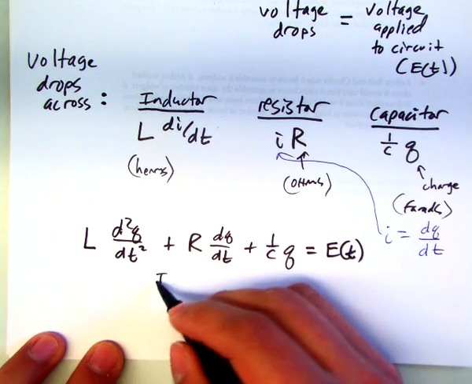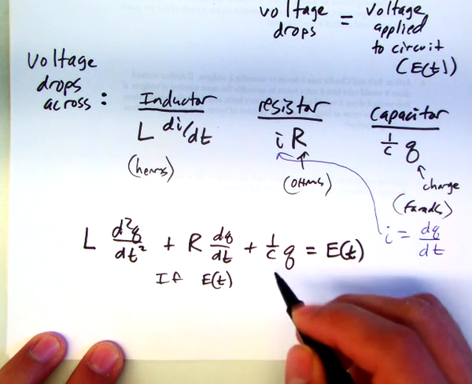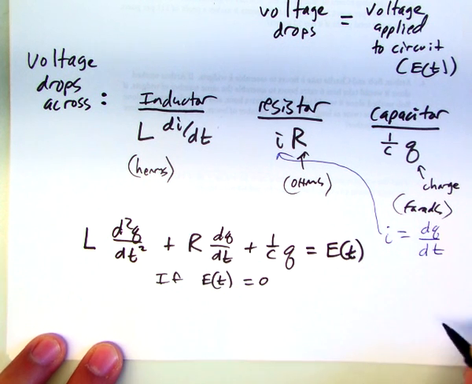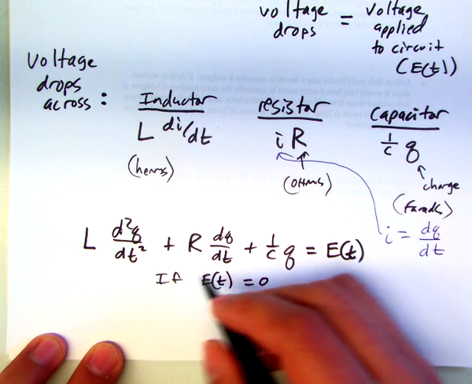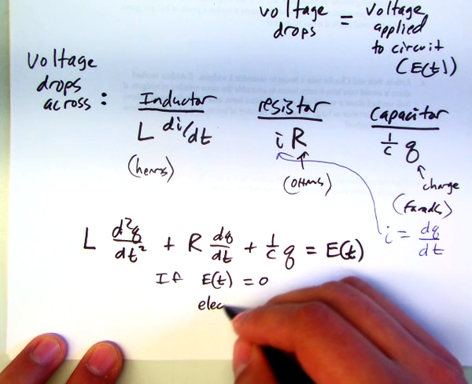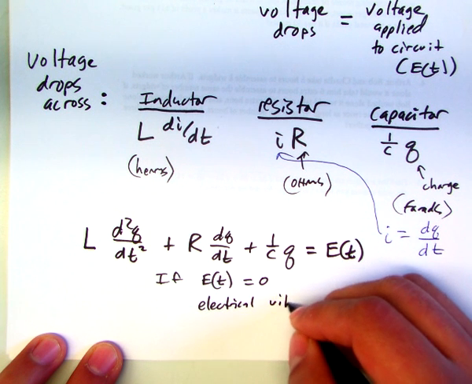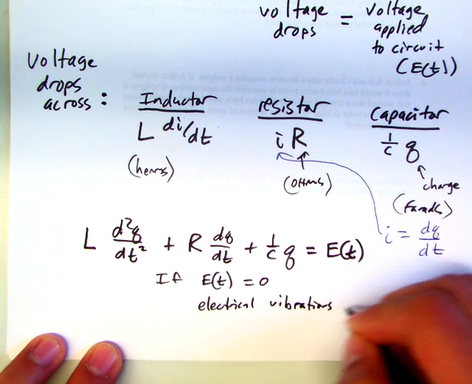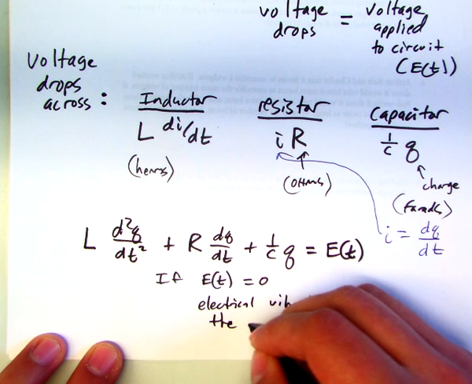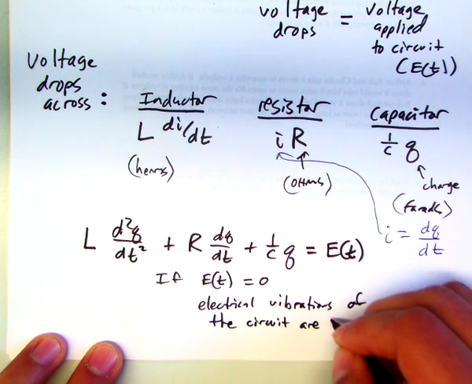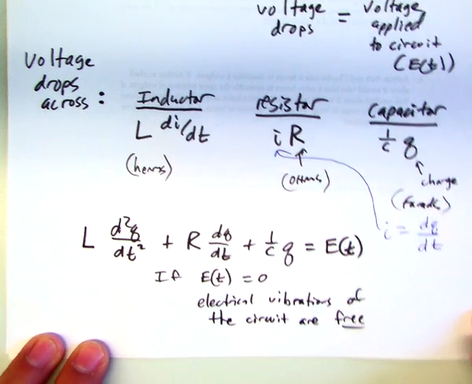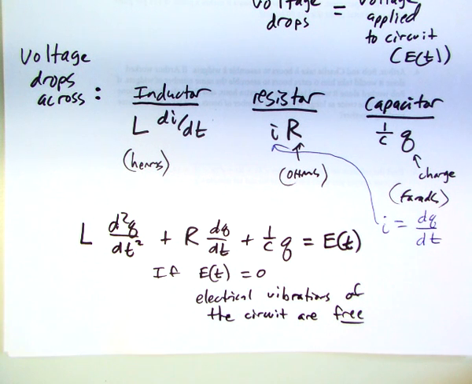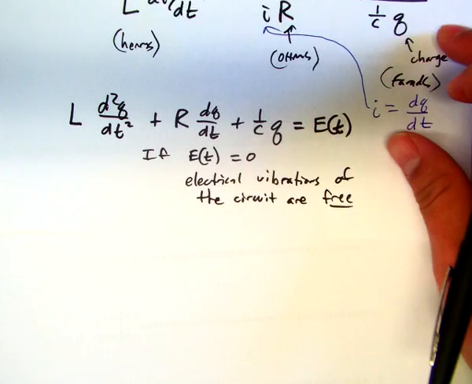If there is no voltage applied to the circuit, we say that the electrical vibrations of the circuit are free. Okay. So again, it's your run-of-the-mill second order equation.